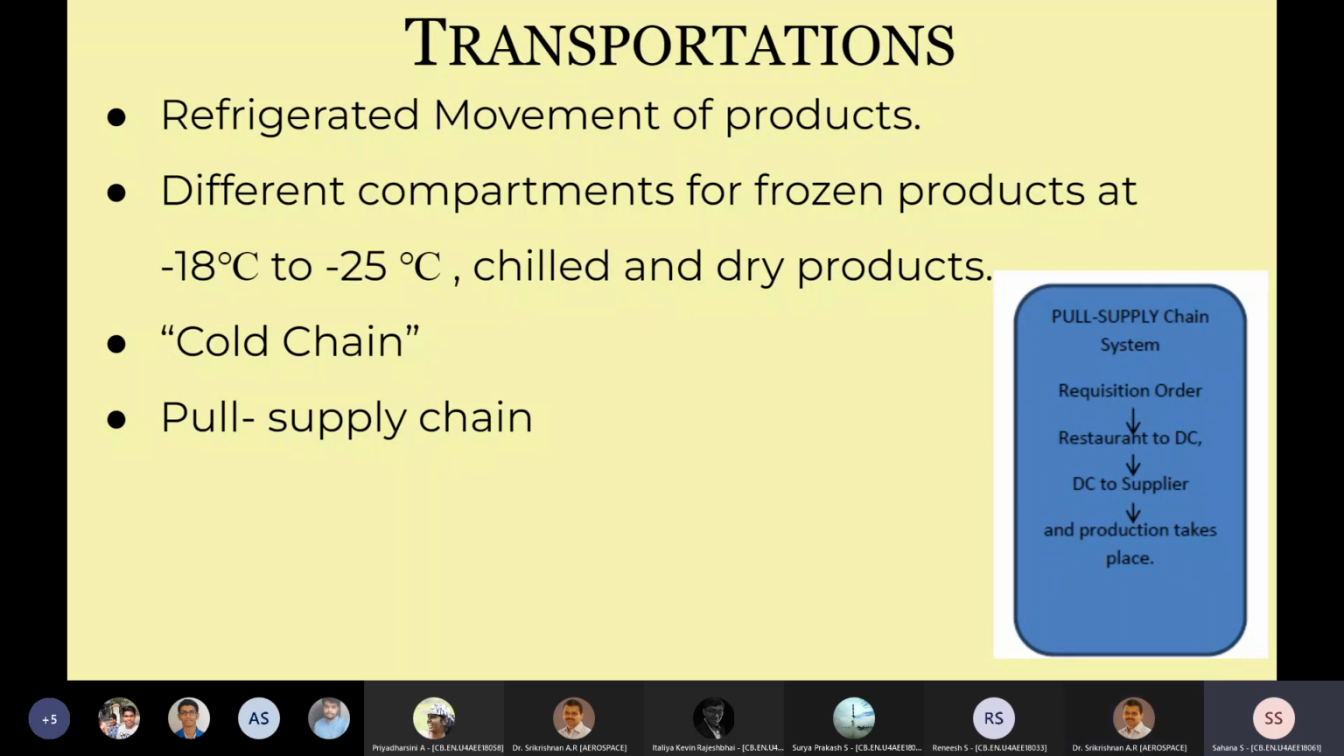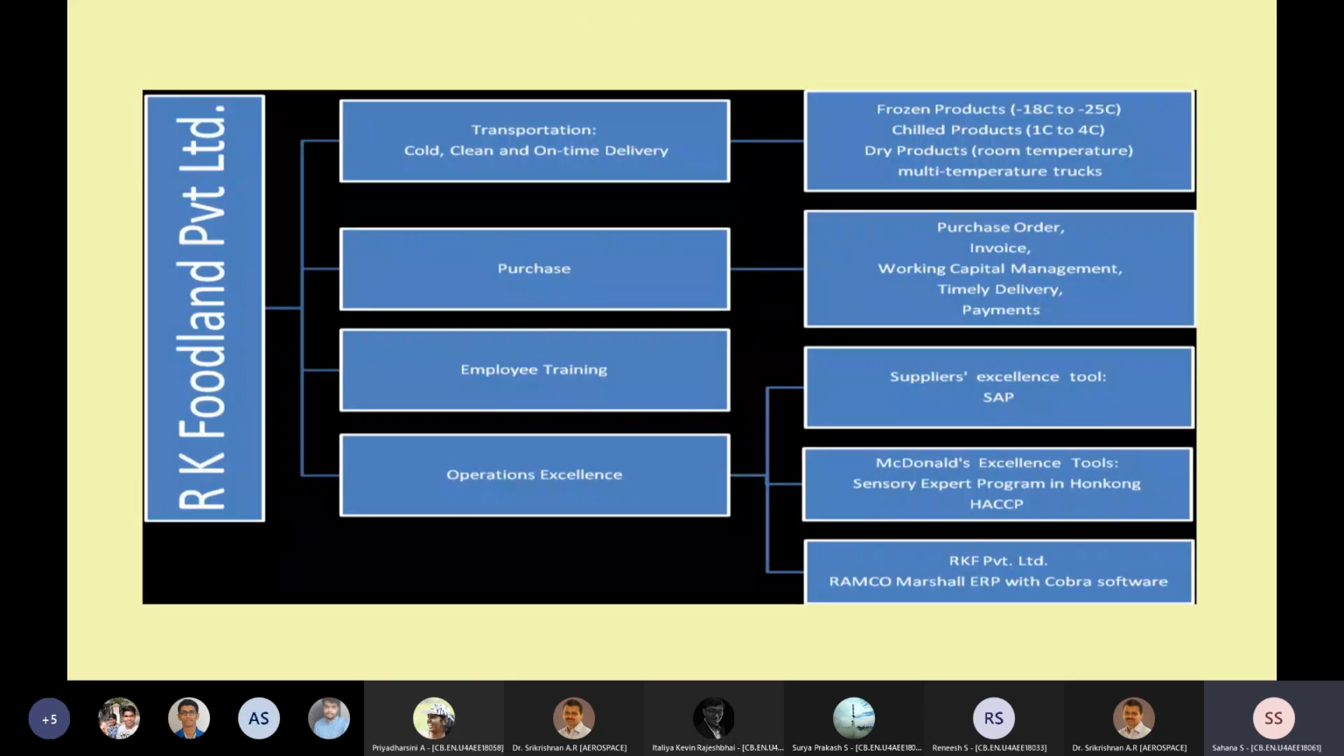That is, the restaurant issues an order to the distribution center, which in turn routes the order to the supplier. Only then the supplier produces it. So this concept is known as made to order. Overall, we can say that the supplier maintains barely any extra stock. And this flowchart tells what exactly Radhakrishna Foodland does.